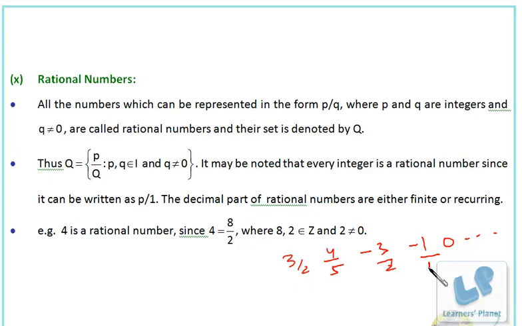So the numbers which can be presented in p by q form, where p and q both of them are integers, right? And the denominator should not be 0. So we call them rational numbers. You might have studied rational numbers in your junior classes also, because the term is introduced even in 6th grade, right? So these are rational numbers.